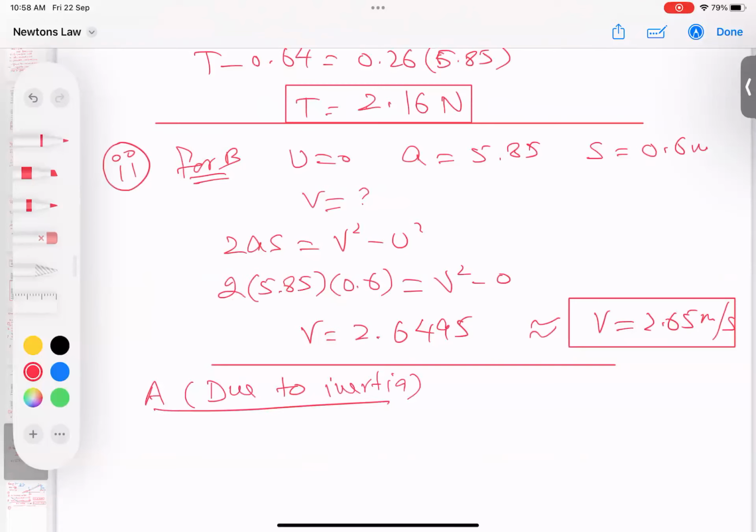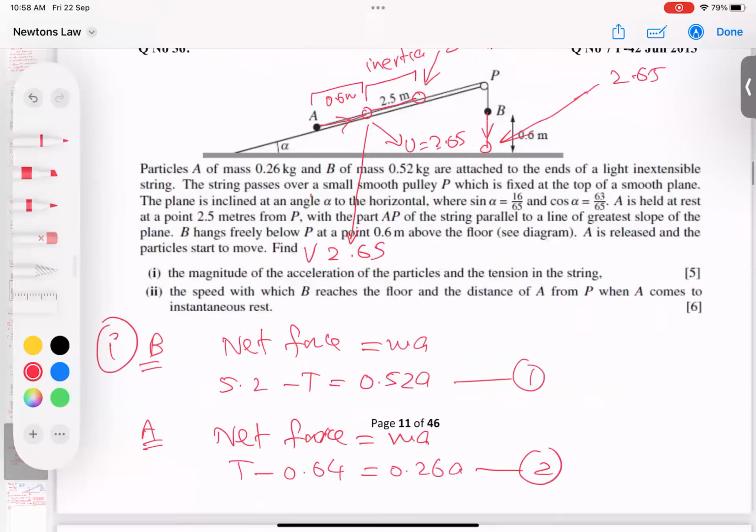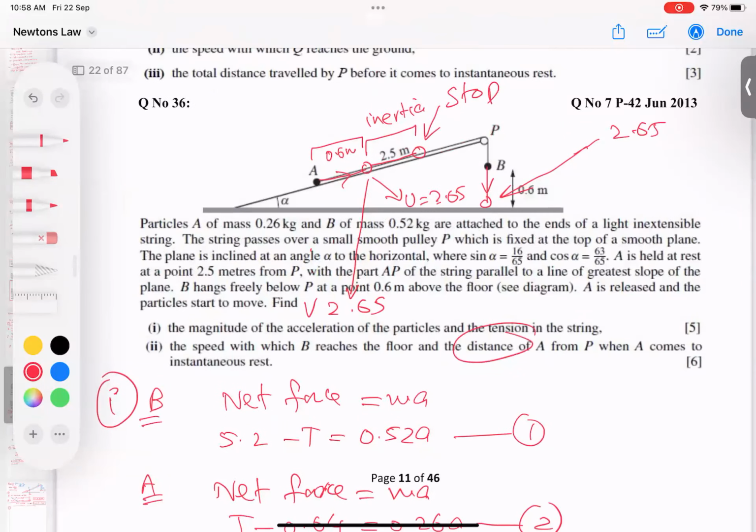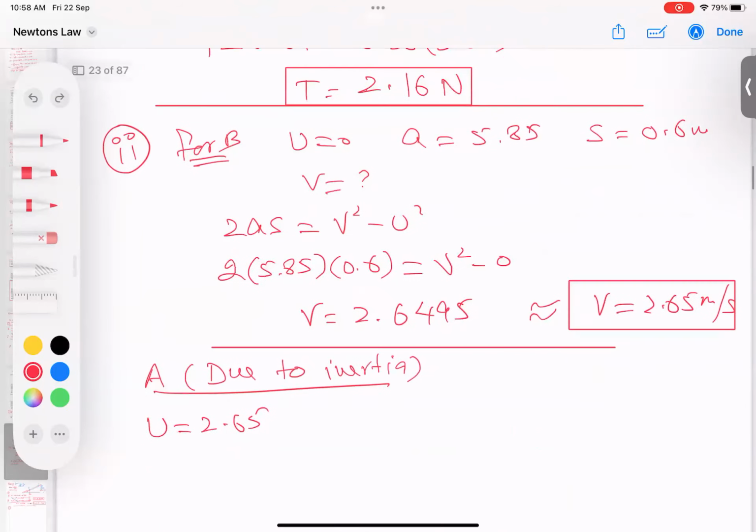Okay, and I can say that the starting speed is the same, 2.65. Now, the interesting part: I have to find the distance traveled here, a small distance. I don't know how much. Ultimately it stops at the peak, so I can say that the velocity is ultimately 0. So, can I find S? No, I can't find S unless I have the acceleration.